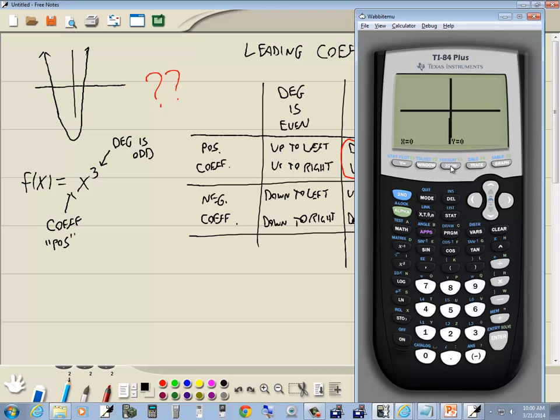And to set your zoom back, you press zoom and choose 6 for ZStandard. And that sets it back to your standard viewing window. Anyway, that's how to use the leading coefficient test to help you in graphing on the TI-84 Plus calculator.